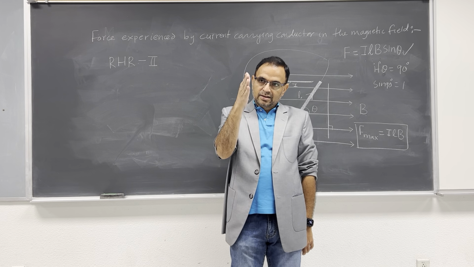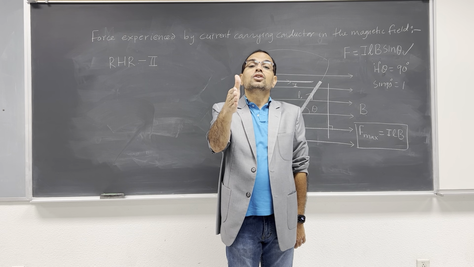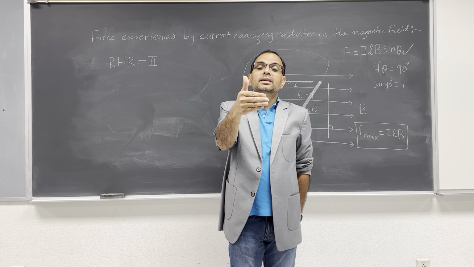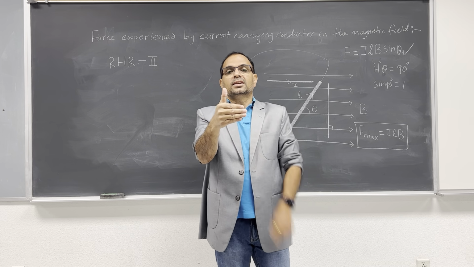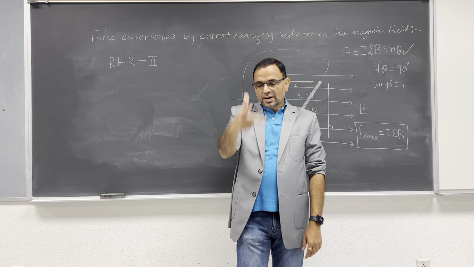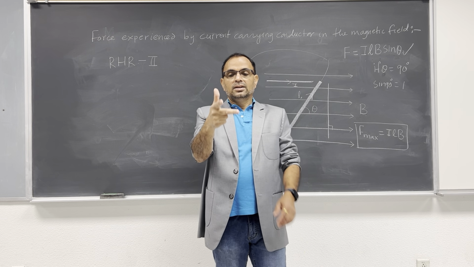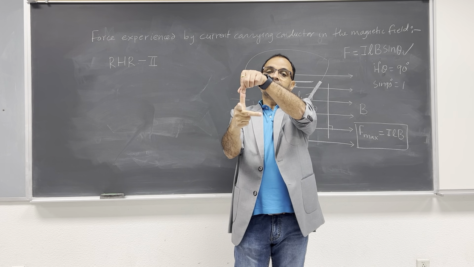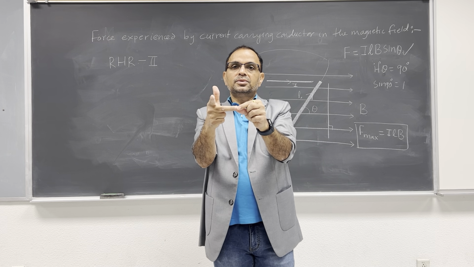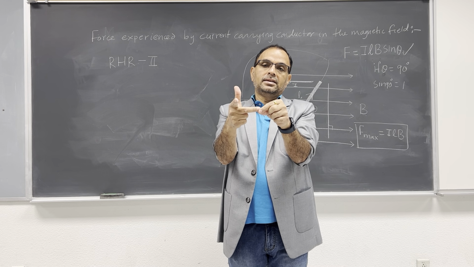Again, use your right hand. The outstretched finger gives you the direction of current. The curled fingers give you the magnetic field, and the thumb gives you the direction of the force. Or you can do it like this. If you want to use three fingers, I think this is easier to memorize. The thumb gives you the force, this is your current, and this gives you the magnetic field. F force, I current, B magnetic field.